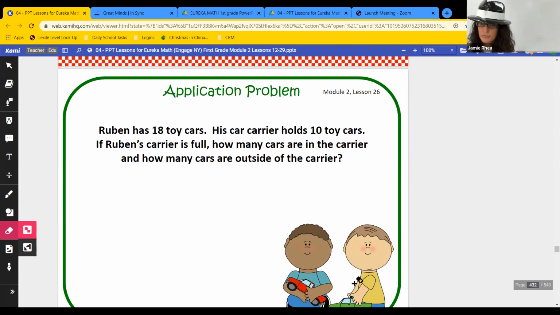Now, first thing we do every time we solve an application problem, or any story for that matter, is we read the problem first, okay? We don't look for clues yet. We don't try to solve it. We're just going to read the whole thing through. Ready? Here we go. Reuben has 18 toy cars. His car carrier holds 10 toy cars. If Reuben's carrier is full, how many cars are in the carrier? And how many cars are outside of the carrier?